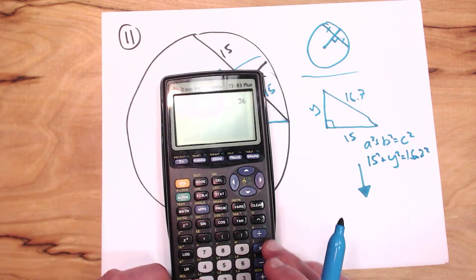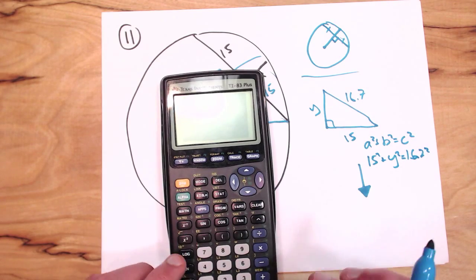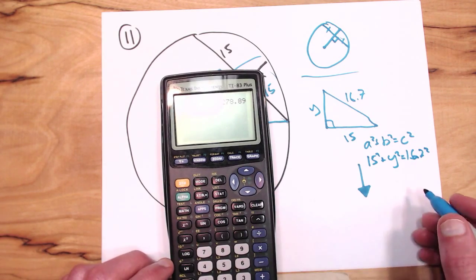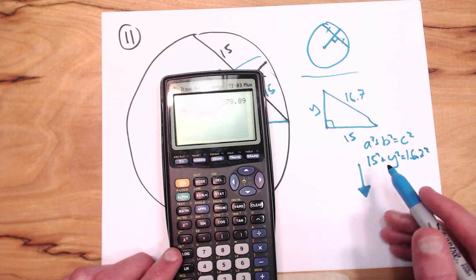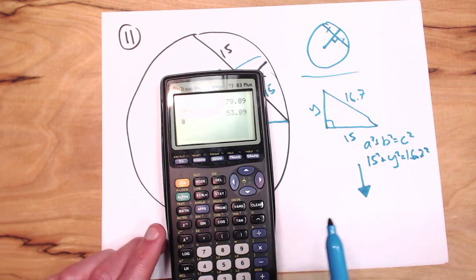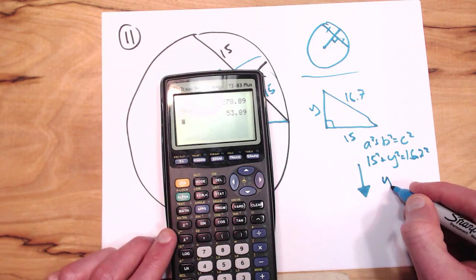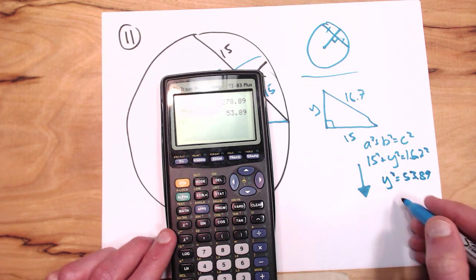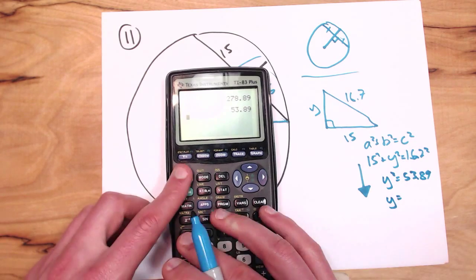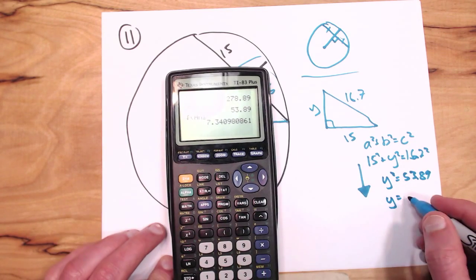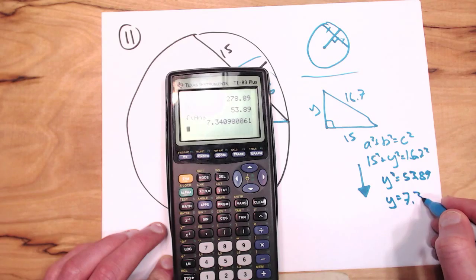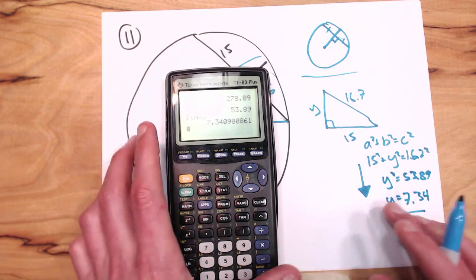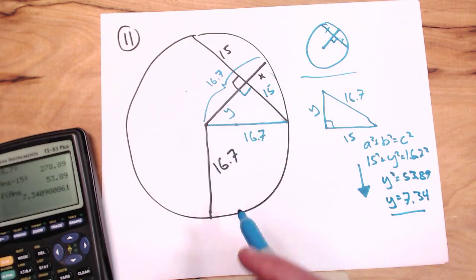And now it's calculator time. 16.7 squared is 287.89. I'm going to go ahead and subtract 15 squared, which I believe is 225, and we get y squared equals 53.89. Take the square root of both sides, and we'll get 7.34 is y.